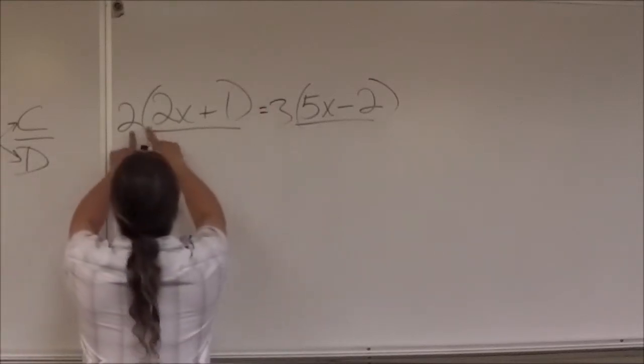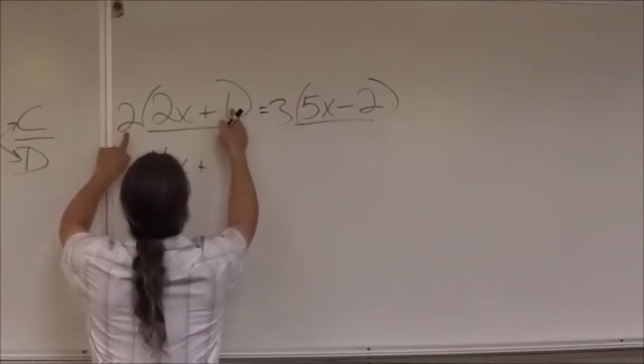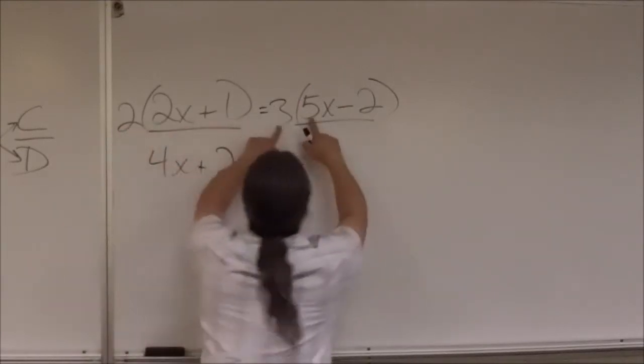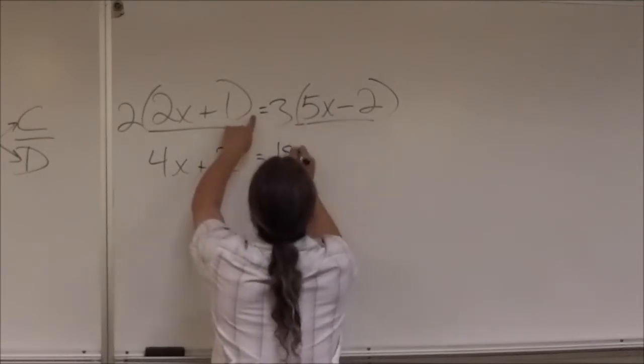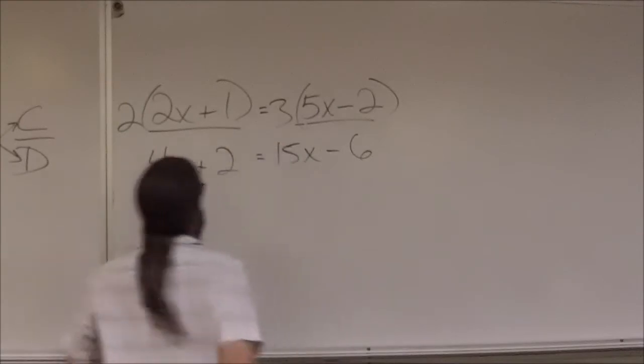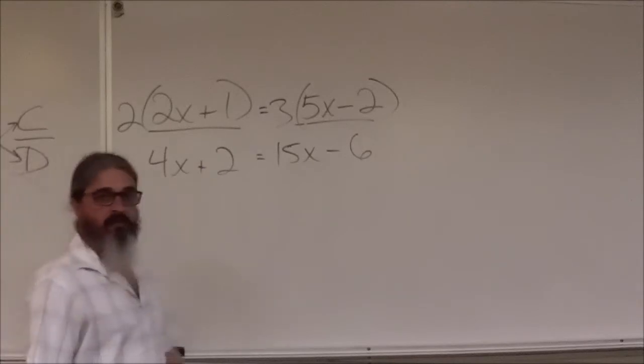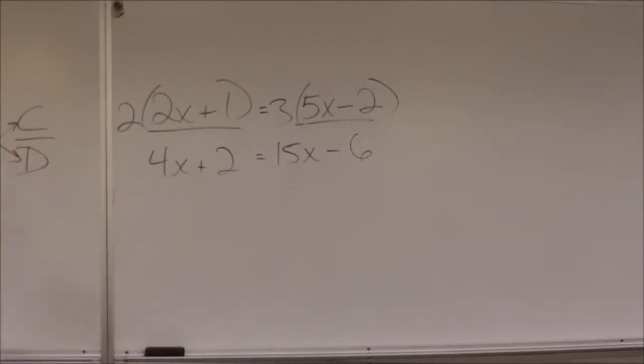Let's go ahead and call this 4x plus 2 will equal 15x minus 6. So now it looks a little bit easier to look at. We're going to bring all the x information to the left. That's what I choose to do. I'm going to push everything else to the right and isolate and solve for x.